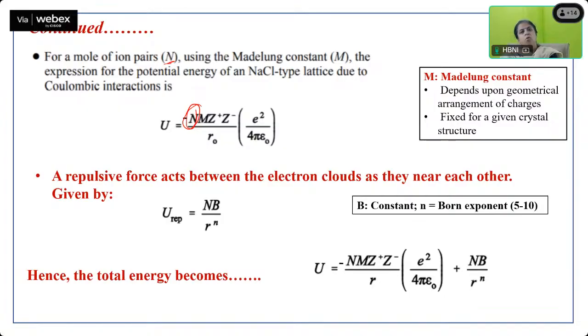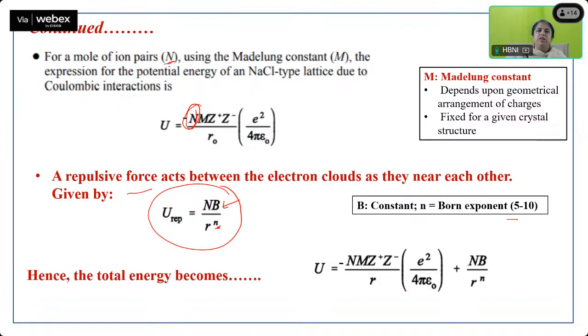Now, till now we talked only about the forces between anion, cation, and all that. But irrespective of whether it is a pair of anion or a pair of cation, they will have electron clouds. And those electron clouds, when they come together, will repel each other. Now, this repulsion is different from the attraction and repulsion we were talking about till now. That repulsive force is given by this particular expression. This is a constant and this is a Born exponent having a value between 5 and 10.